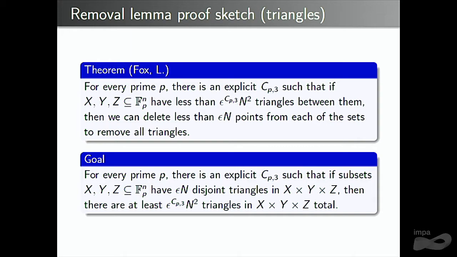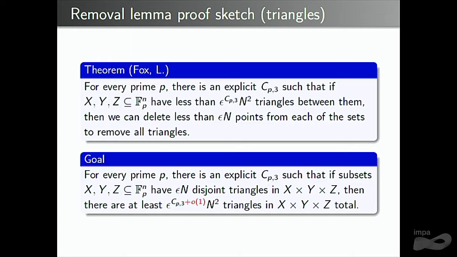The reason this is basically a reformulation of the theorem, up to a constant factor, is that the number of points you need to remove to get rid of all triangles and the number of disjoint triangles you can take are within a factor of 3 of each other. So this goal suffices for our purposes.